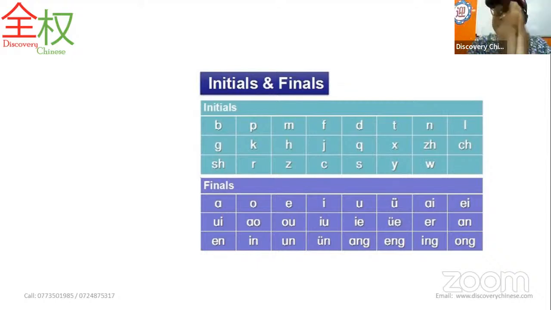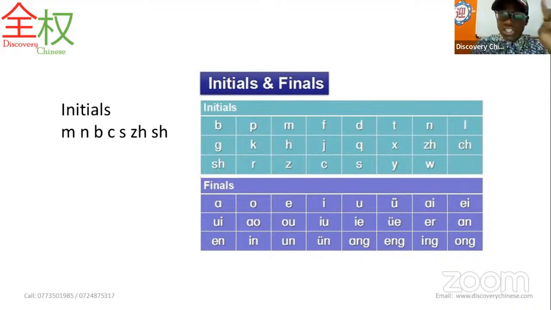Now, every Chinese syllable is made up of 3 parts. Chinese syllables are ideally made up of 3 parts. The first part is called the initial. We call these initials. Now, what are initials? You can see right here in this picture, initials are this B, P, M.